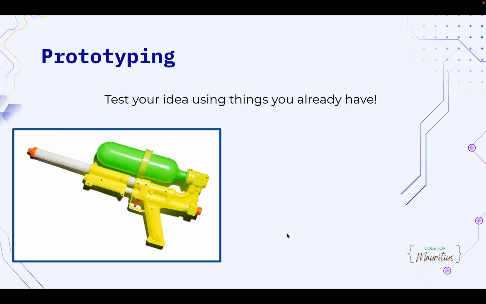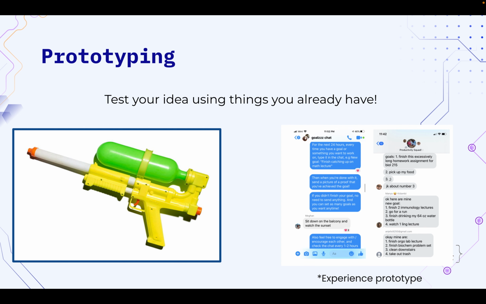And prototypes can be physical, which is what we're going to do for this challenge, but it could also be an experience prototype. Like in this example, we were testing whether an app where people can share their goals would work to help people get motivation to achieve their goals. So instead of actually building out the app and then trying it out, we just used an existing app like Messenger or iMessage to just see if a concept works. So that is an example of an experience prototype, but for the challenge, we'll be mostly focused on physical prototypes.